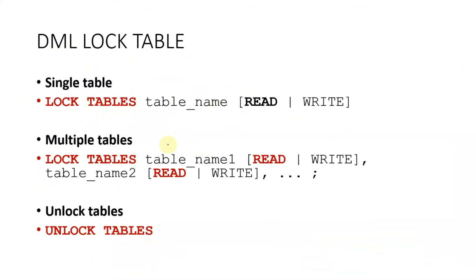We can lock multiple tables, like we use this query. So here we have lock tables, first table, then the mode of lock, whether read or write, then second table, and either read or write, and then we can also unlock these tables with the help of this unlock tables query.